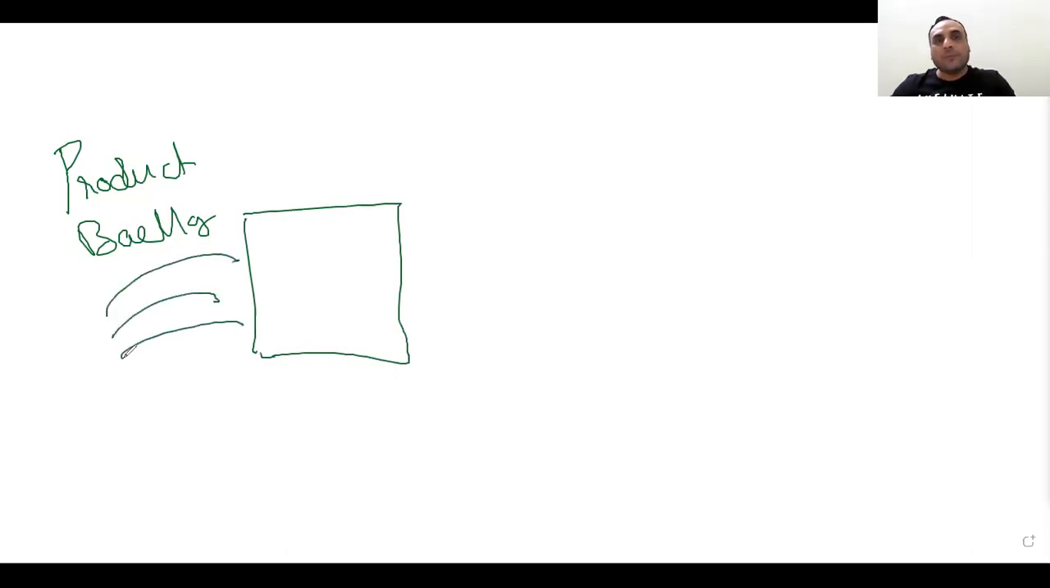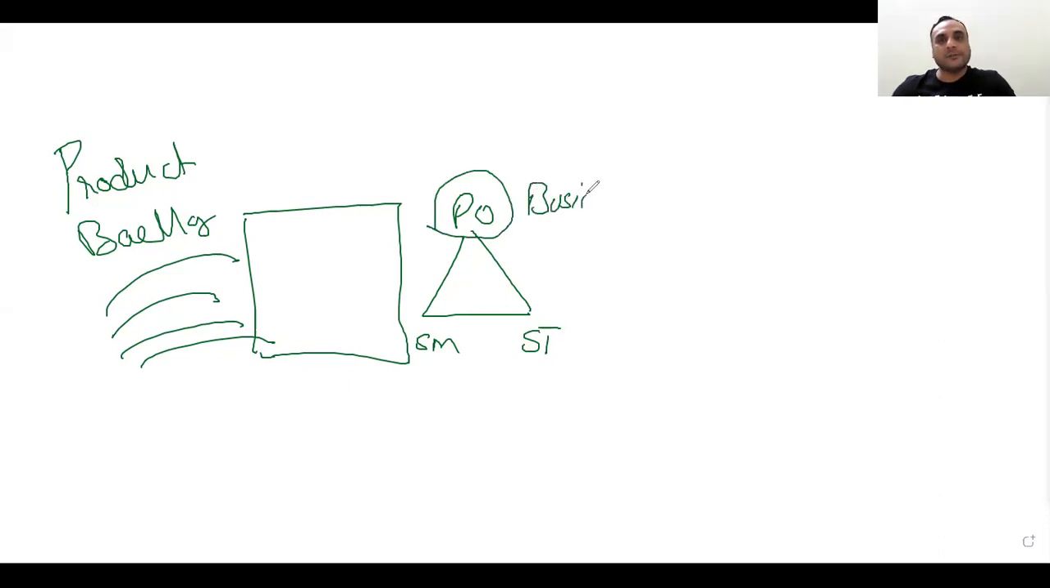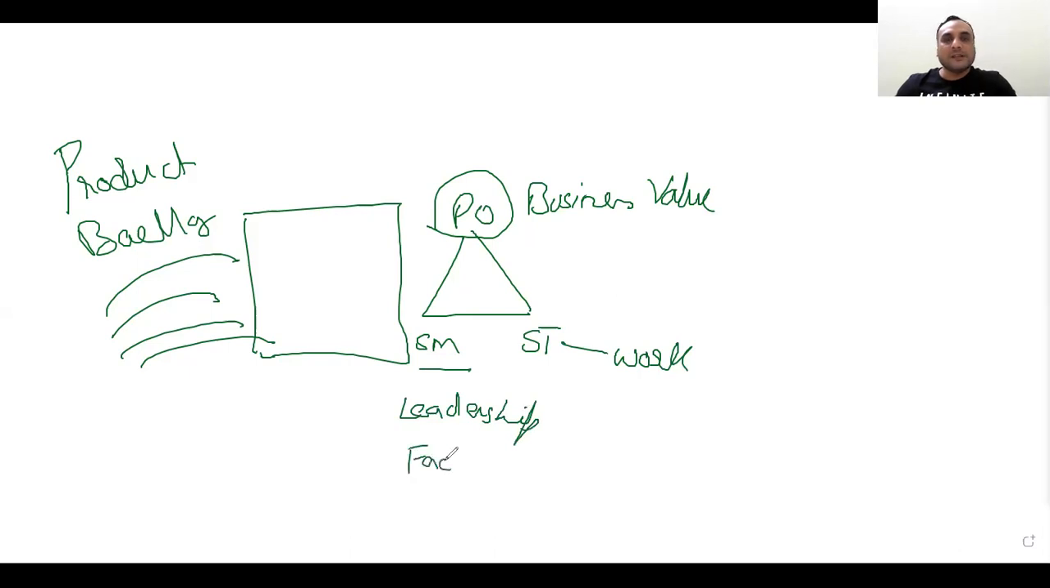Everyone will throw all the requirements here without any priority. Now the product owner, Scrum master, and Scrum team will sit together. The product owner is responsible for delivering the business values. The Scrum team delivers the work. And the Scrum master is there as a leader. He will play the leadership role, which means he will facilitate whatever the team needs to complete. So he is like a bridge between the product owner and the Scrum team.